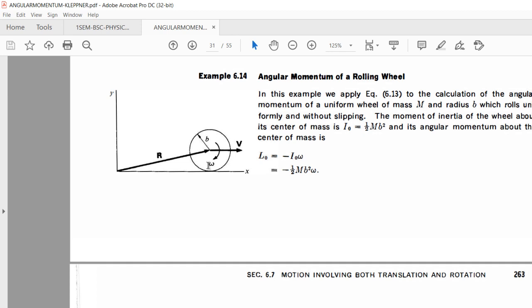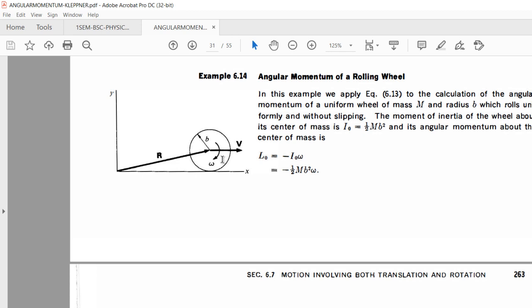Here a wheel is rolling without slipping with an angular velocity omega. The linear velocity is v. The distance of the center of mass to the origin is capital R, and b is the radius of the wheel. We know that angular momentum is given by I omega.